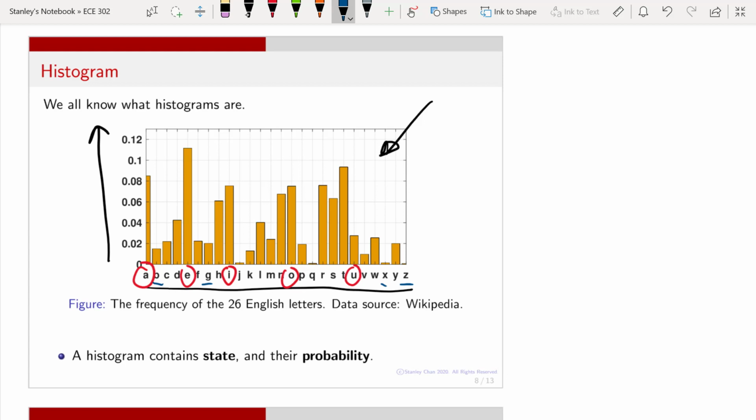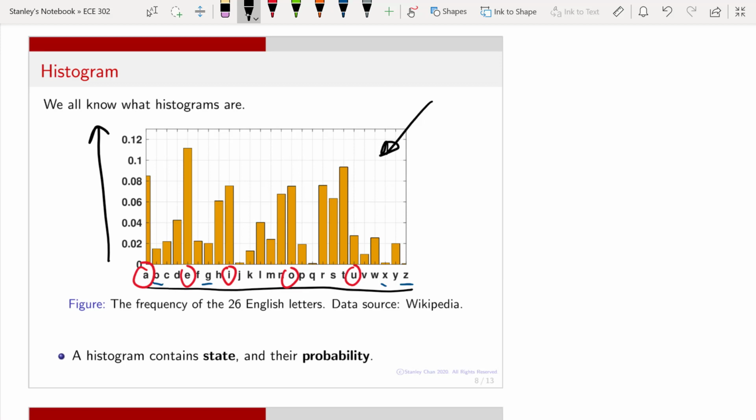This is what we call the histogram, because this is calculated based on a large collection of alphabets from the dictionary. So we know what histograms are. A histogram is just a bar chart that shows you the relative frequency versus all the possible categories. So we all know these.